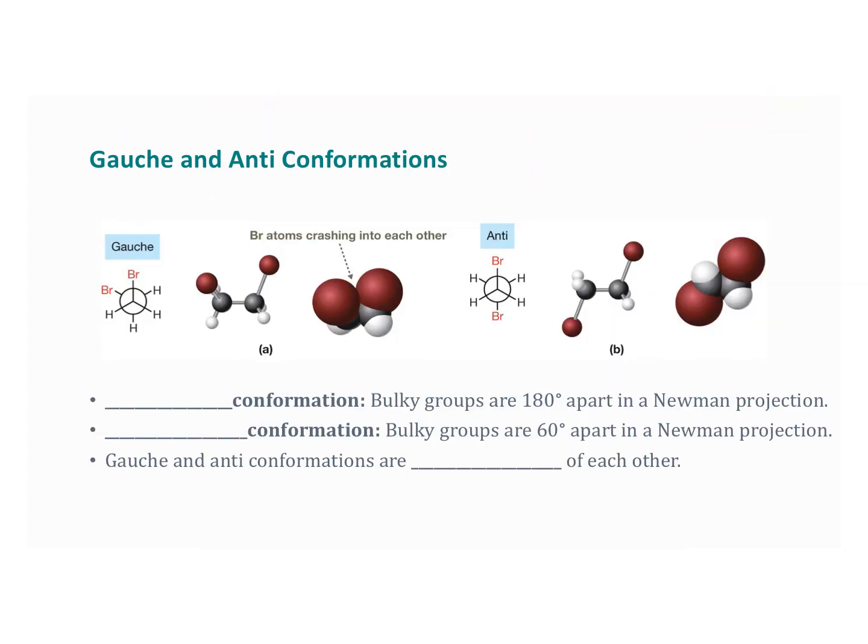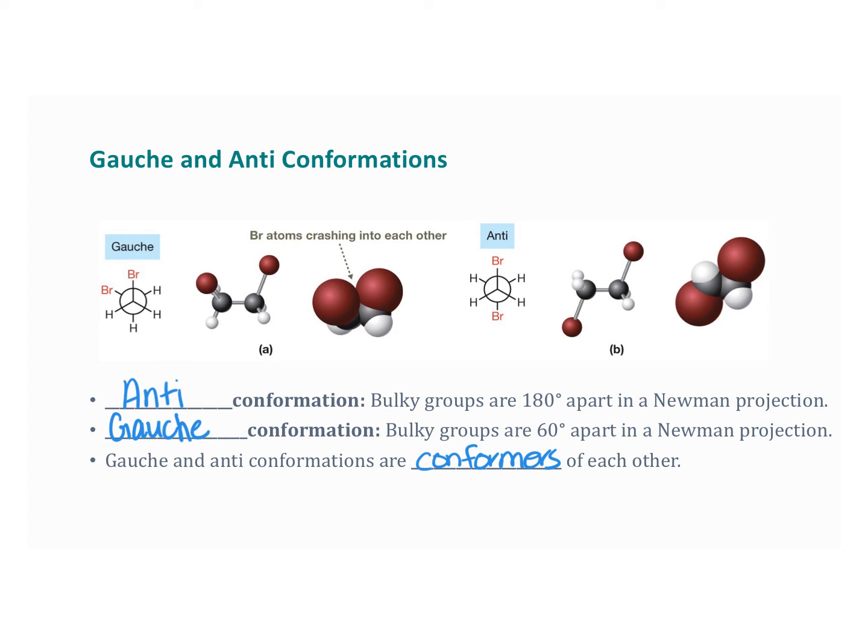Now, let's talk a little bit more about those gauche and anti-conformers. As I mentioned, I just want to put some words to it. In the anti-conformation, those bulky groups are 180 degrees apart in a Newman projection. And in the gauche, those bulky groups are 60 degrees apart. The gauche and anti-conformations are what we call conformers of each other. Okay, so they're different conformations, so we say those are conformers of each other.